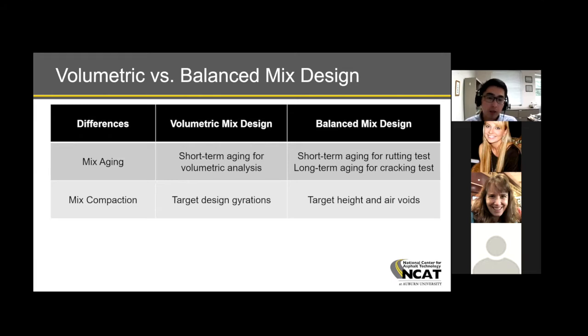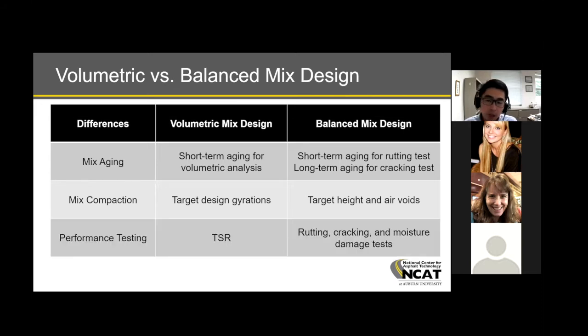But for balanced mix design, because the focus is on performance testing, instead of making specimens to Ndesign, the common practice is to make specimens to a target height and air voids. For example, the IDEAL-CT test, which is one of the most commonly used cracking tests considered by state highway agencies, the requirement is 62 plus or minus 1 millimeter in terms of the height of the specimen, and in terms of air voids it is 7.0% plus or minus 0.5. So those are the specification requirements in terms of air voids and dimension.